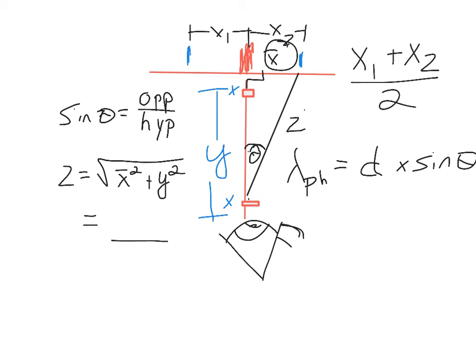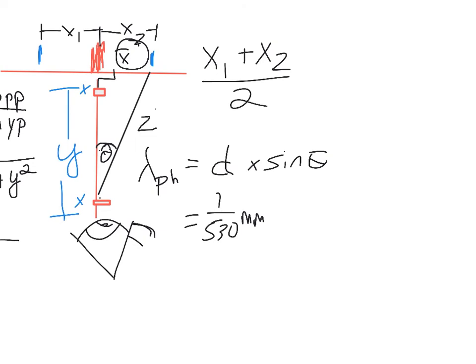Now that you have z, which is the hypotenuse, we can use our sine theta equation. So the diffraction grating constant is the same for everybody. It's 1 divided by 530. The unit on that is millimeter. You're going to multiply that. Let's see if I can shift the screen. Look at that. I'm getting fancy. So 1 over 530 millimeters times the sine of theta.